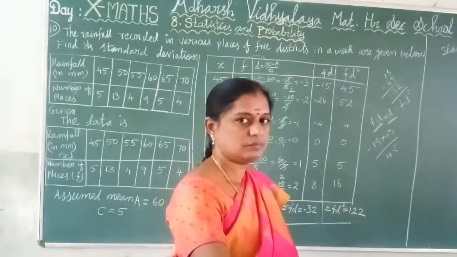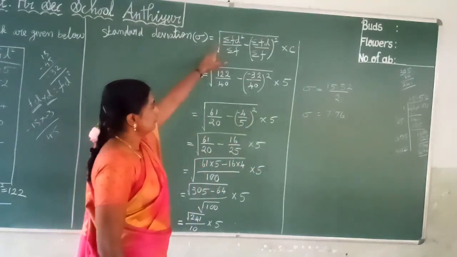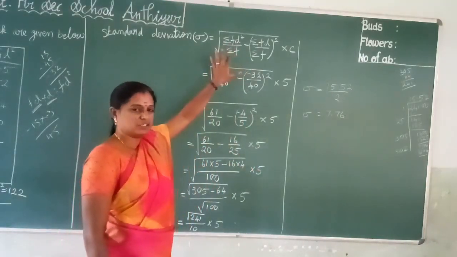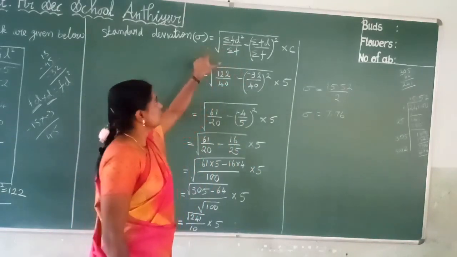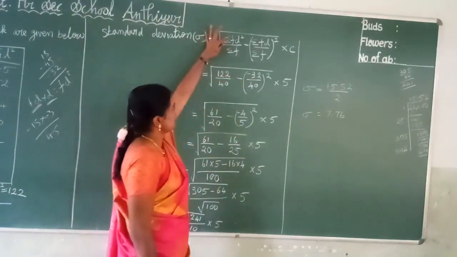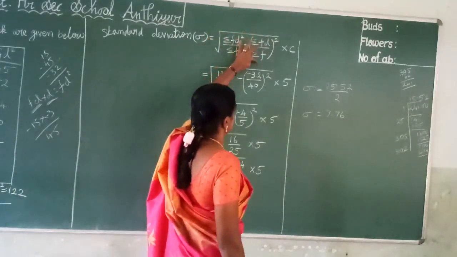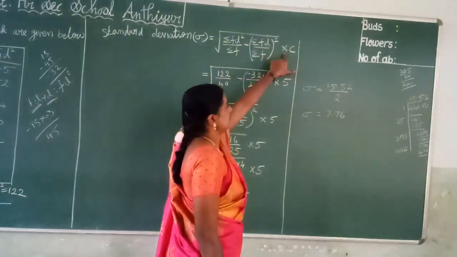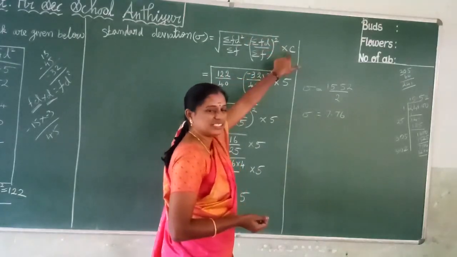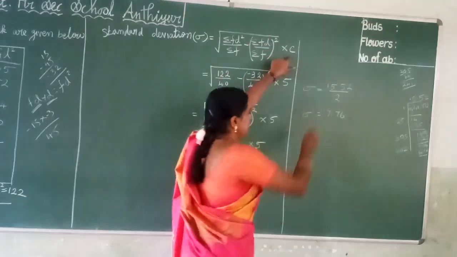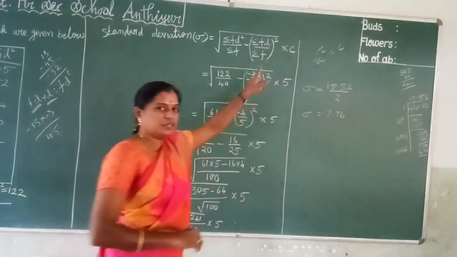Clear? Standard deviation sigma is equal to, here frequency given and deviation given. So which one you select, and the common factor c also given. So square root of summation fd square by summation f minus summation fd by summation f whole square. Inside write c, means c square, inside the square root. Outside you write c only. Clear? Because c square will be taking square root. C square root means c. So clearly you write it.